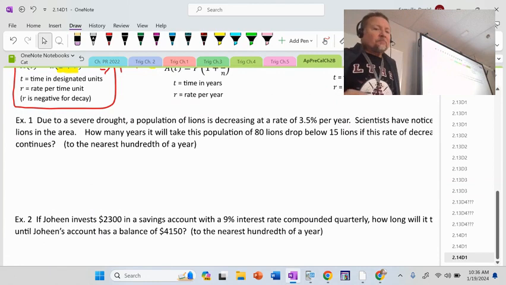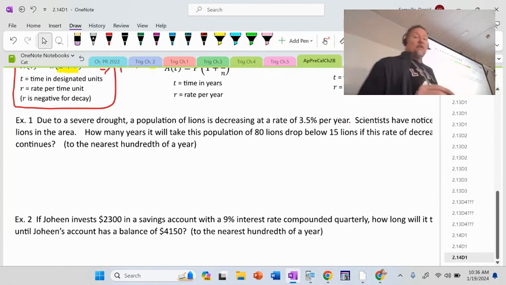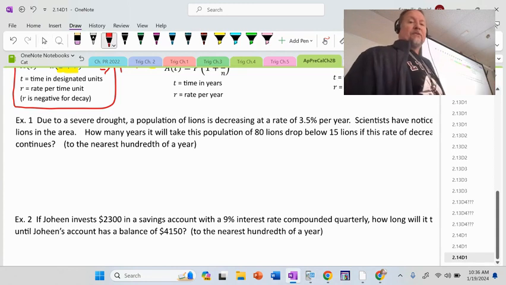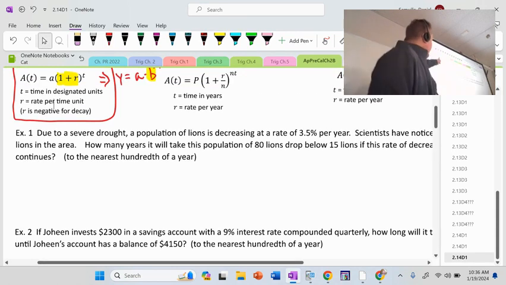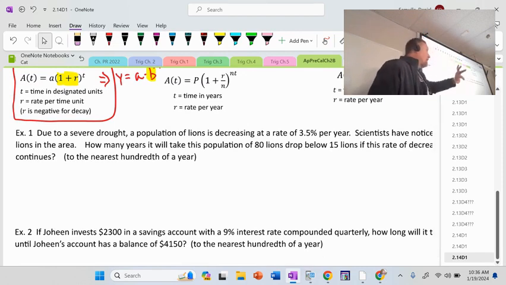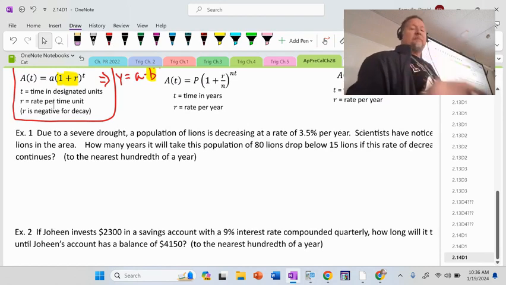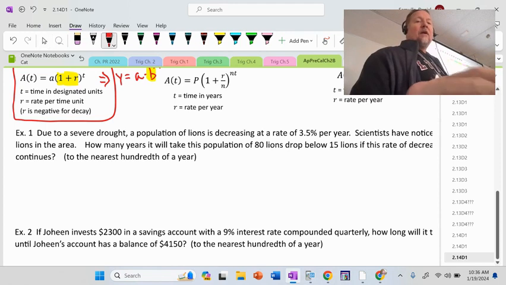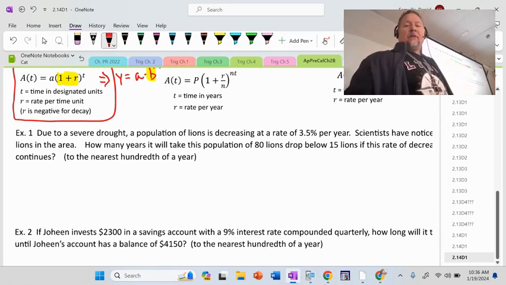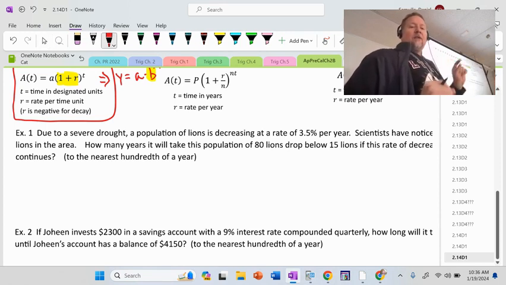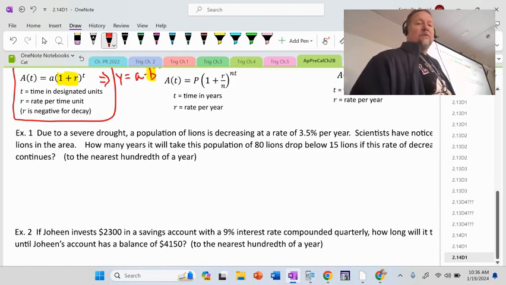Break those down. A severe drought, population of lions is decreasing by 3.5%. What does that mean R is up here? What is R, positive or negative? Negative. So that means B is going to be less than 1. We've already done this. You had a whole bunch of analysis questions back in the exponential chapter about this. All right. But anyway, keep reading. How long does it take for 80 lions to turn into 15 if this rate continues?